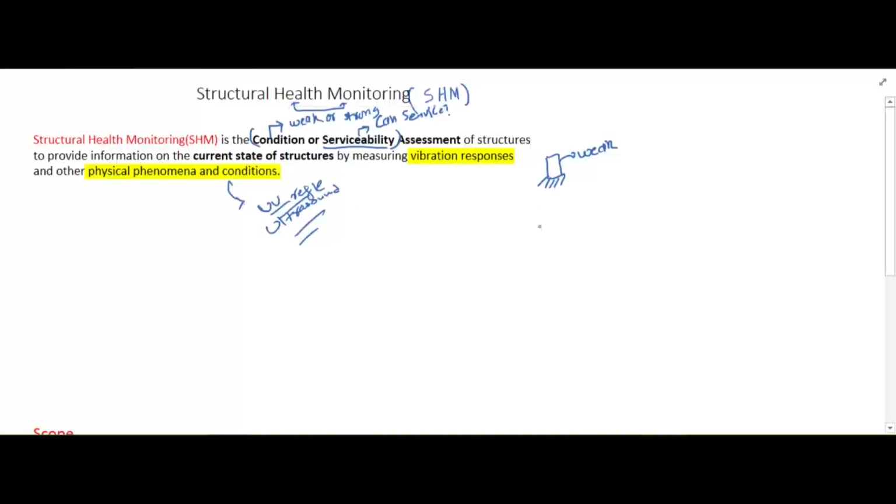So, in simple wording, I'll show you a diagram here. This is a bridge here, and you want to assess the condition of this bridge. So what you do is you put sensors in different locations, and you ask the sensors to measure the vibrations of the structure, and with the information of vibrations provided, you do post-processing.